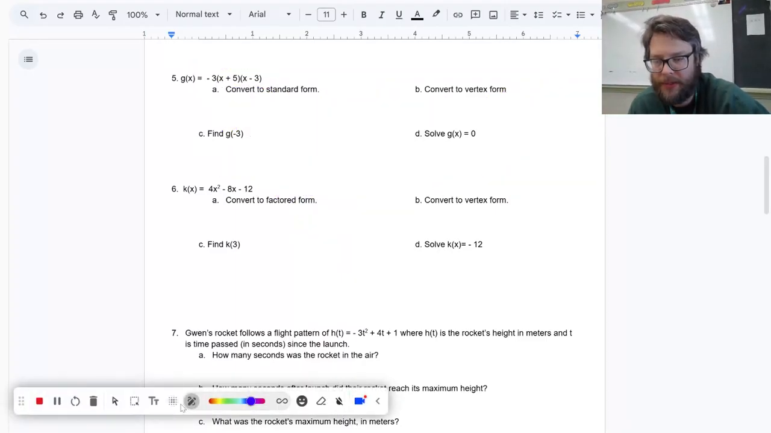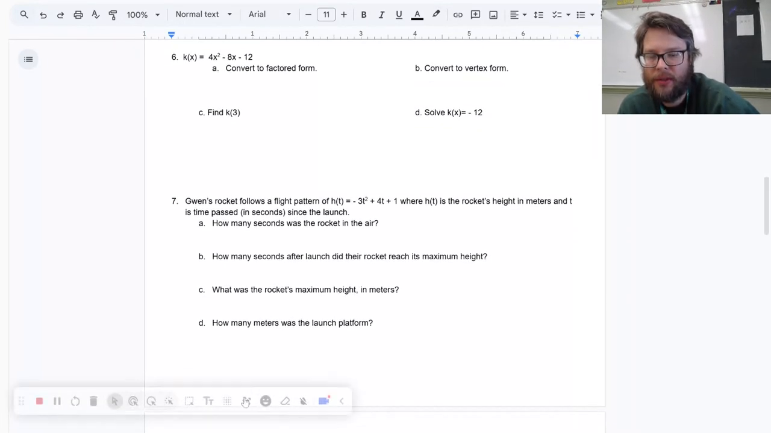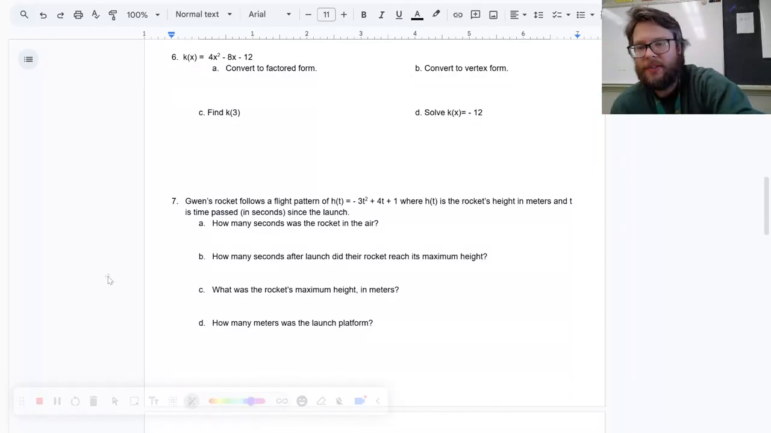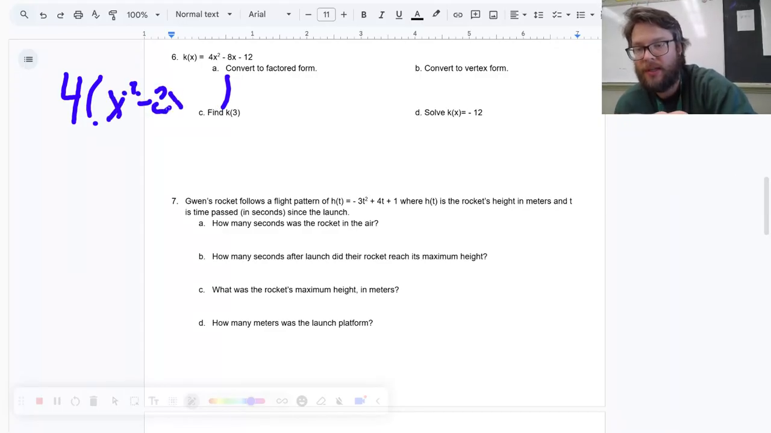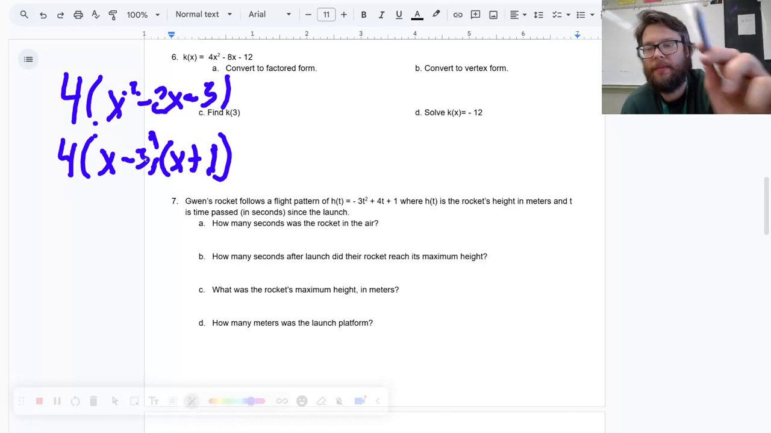We start with a problem that's in standard form. We're going to convert it to factored form and convert it to vertex form, and then do a few more things. All right, to convert this to factored form, first thing I'm going to do is factor out 4. Then what's left over on the inside is negative 2x minus 3, because I just did 8 divided by 4, 12 divided by 4. That factors to be x minus 3 and x plus 1, because negative 3 plus 1 is negative 2, and negative 3 times 1 is negative 3.